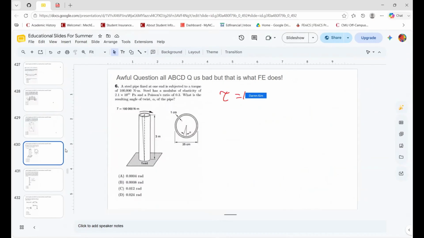This torque equals 100,000 newton-meters. Steel has a modulus of elasticity of E equal to 2.1 times 10 to the 11 pascals. The Poisson ratio is 0.3. What is the angle of twist of the pipe?